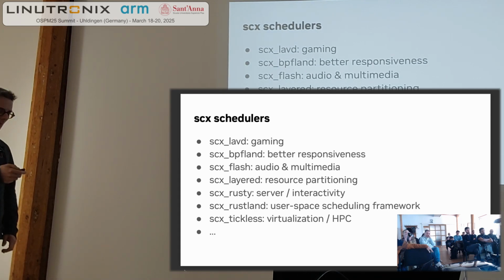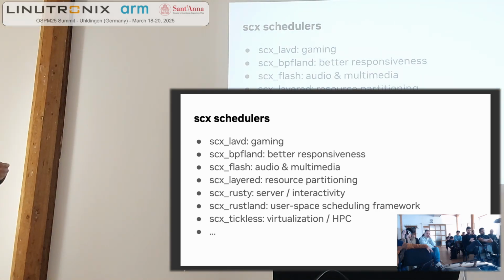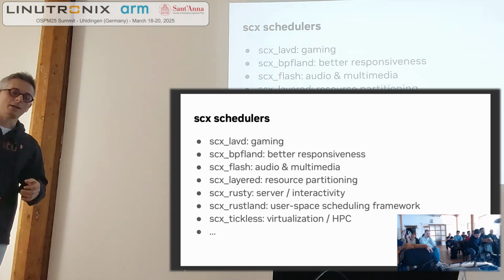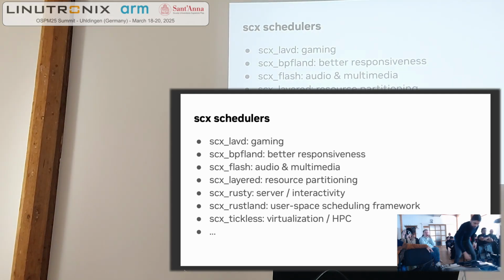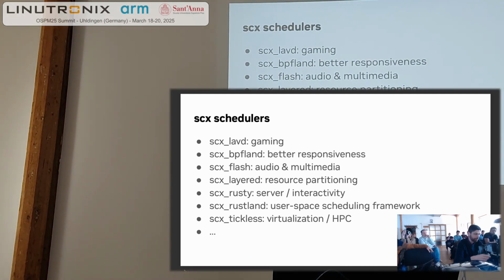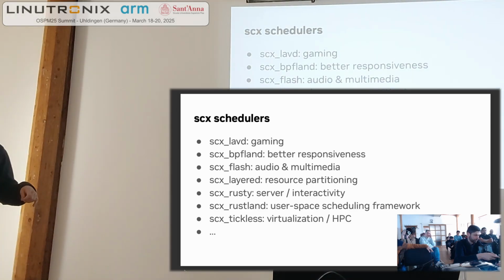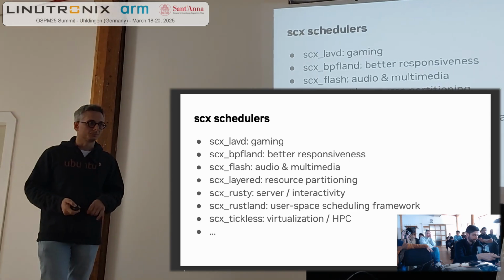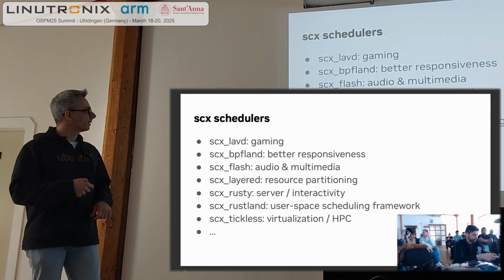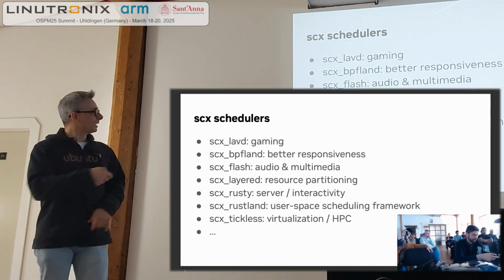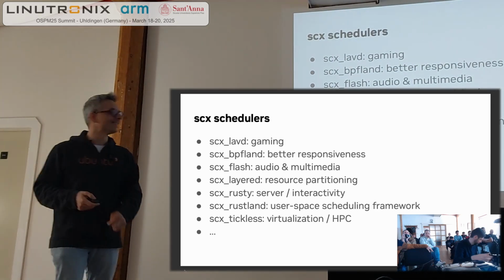And we have Rusty, which is a kind of hybrid scheduler, meaning that most of the hot paths are implemented in BPF, and it has the load balancer implemented in user space. Basically, the information is exchanged between user space and BPF using BPF maps. And user space is written in Rust. Yes, thank you. And that's why it's called Rusty.